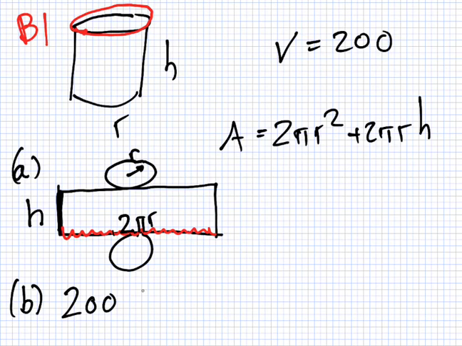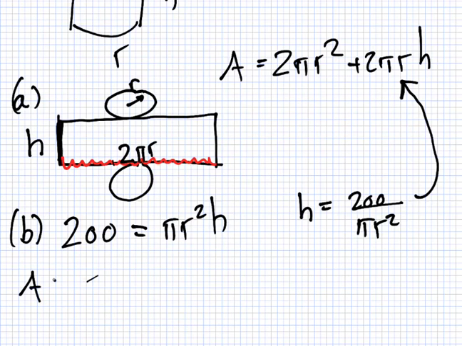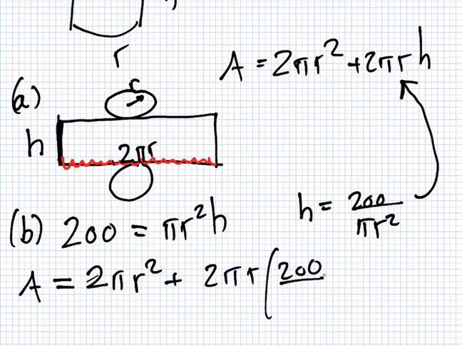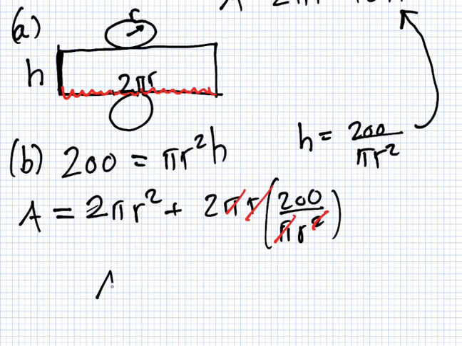All right. B. Volume is 200, which is pi r squared h. So what's h equal to? 200 over pi r squared. We put that back into the formula for area, and so now we have area in terms of r: 2 pi r squared plus 2 pi r h. Some stuff cancels, this goes with that, and I end up with my answer. Area is 2 pi r squared plus 400 over r, or 400 r to the power minus 1.